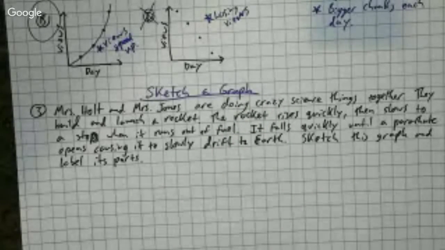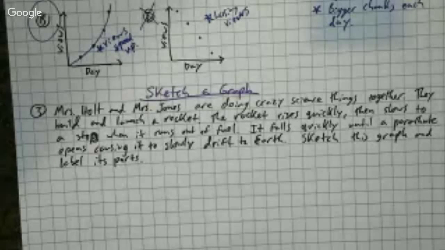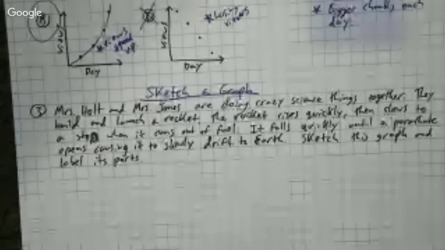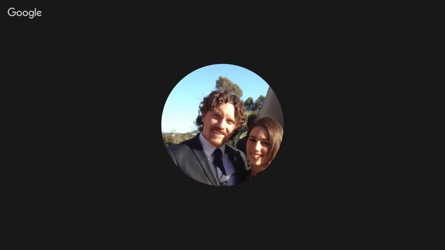We need to go ahead and make our own graph. The rocket flies quickly, then slows to a stop. Okay, so every single time, we're going to write a graph. X-axis. I don't know what's going to be on them yet. I just know there's going to be.